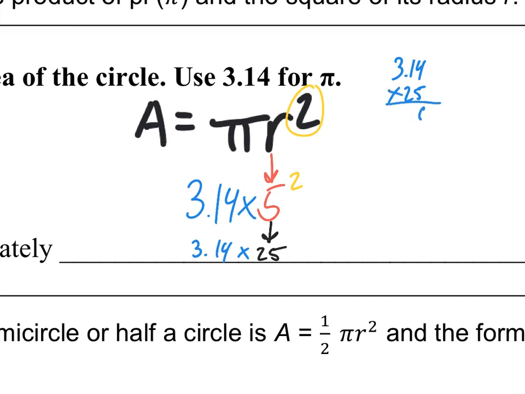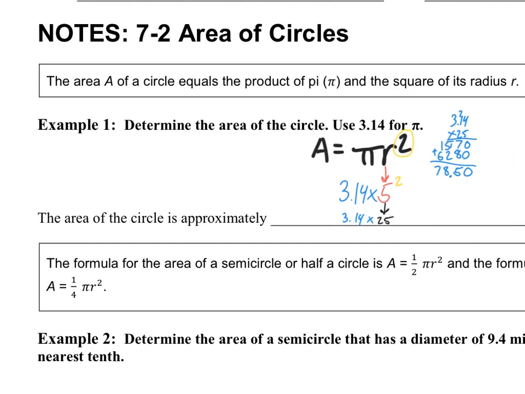4 times 5 is 20. 5 times 1 is 5, plus 2 more is 7. 5 times 3 is 15. Make sure you have your placeholder. 2 times 4 is 8. 2 times 1 is 2. And 2 times 3 is 6. Now I just have to add all the way across. 0, 7, 14, 15, 8, and 7. And I've got 2 decimal places, so my number comes out to 78.50, or just 78.5. So the area of the circle is approximately 78.5.